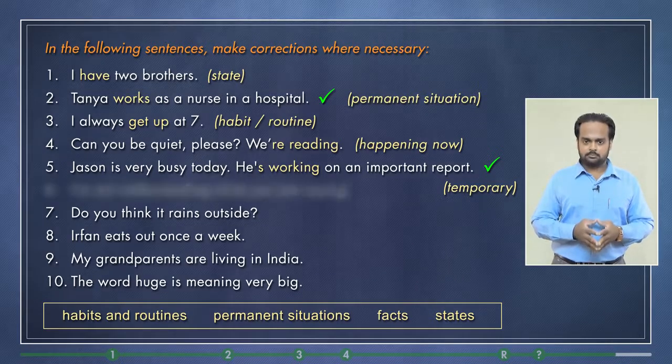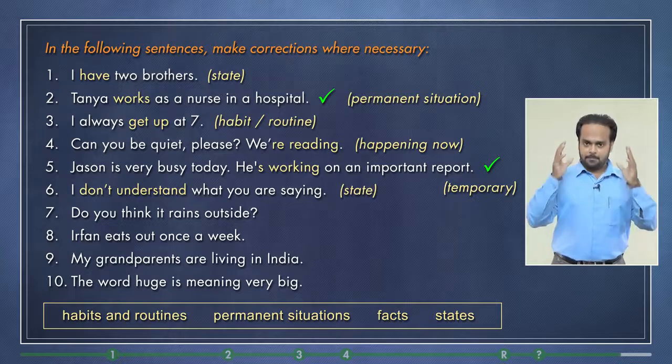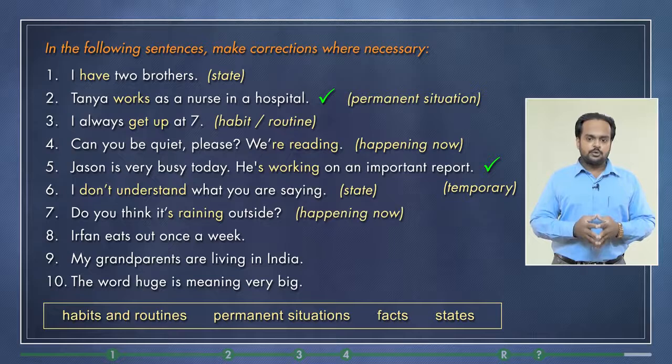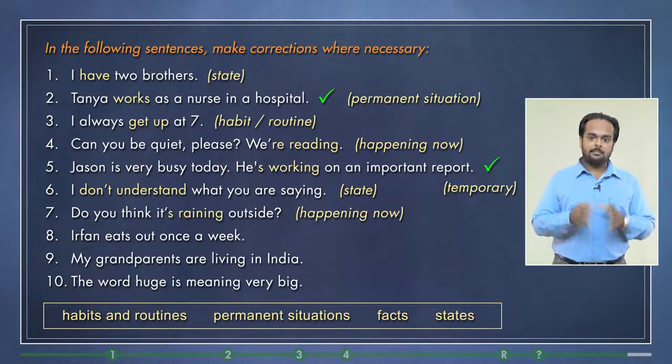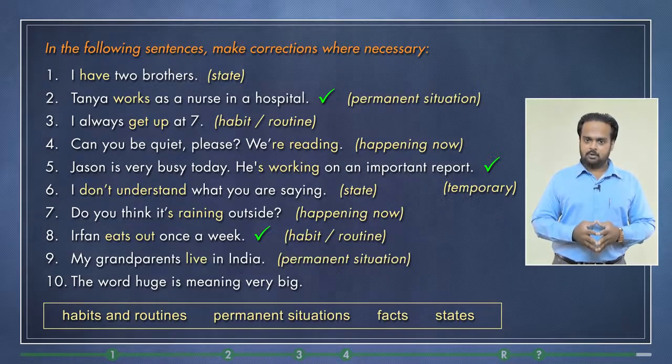Number 6 is wrong. I don't understand is the correct form because understand is a state verb. It's a verb that expresses a mental state. Number 7 is wrong as well. It should be, do you think it's raining outside? Because this question is about something happening now, at this moment. So the present simple tense should not be used here. Number 8 is correct. It talks about habit or routine. Number 9 is wrong. My grandparents live in India is the right answer because this is a permanent situation.